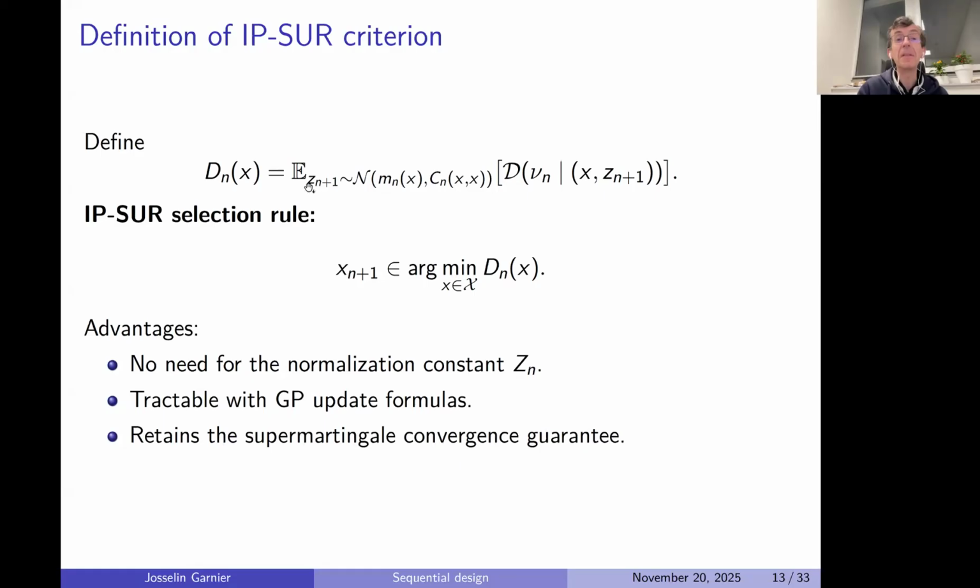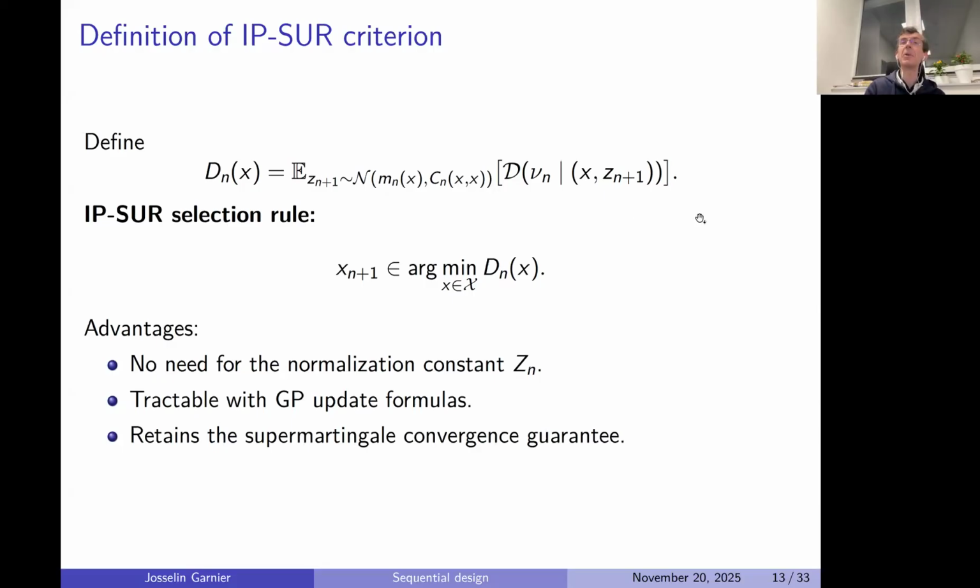You define D_n of x sequentially by the definition, that is to say, D of nu_n given x and Z_{n+1}, which means you observe at x Z_{n+1}, and you integrate with respect to Z_{n+1} given by its distribution. So this is D_n of x, and the SUR selection rule is to look for a point x_{n+1} that minimizes this quantity. So that's tractable, as we will see.